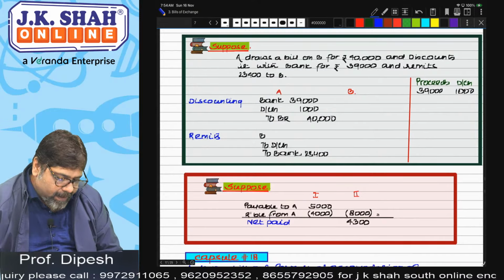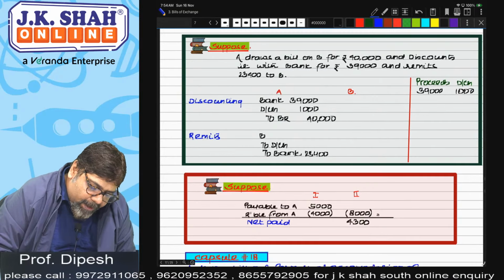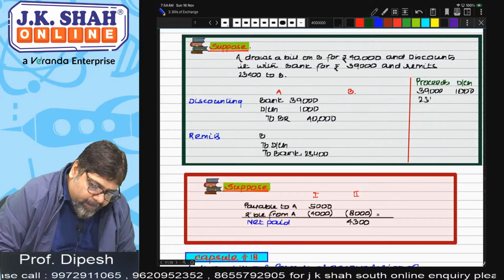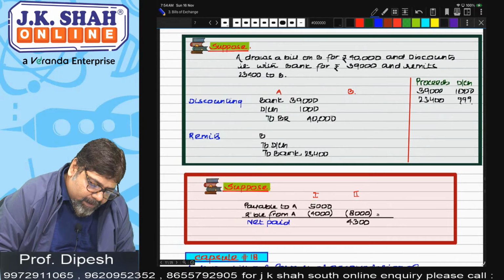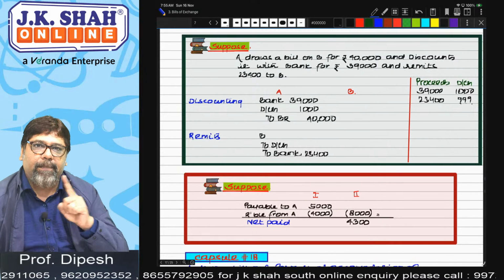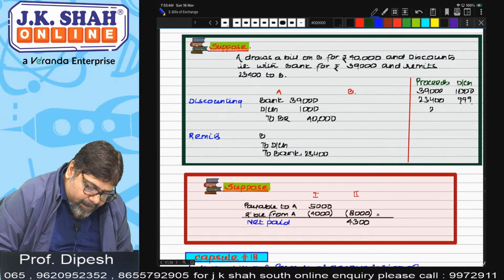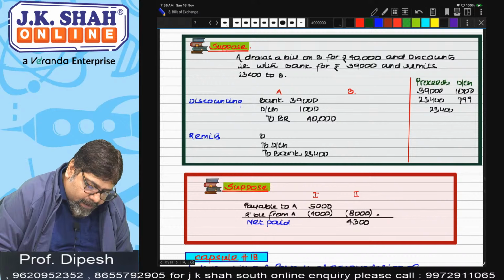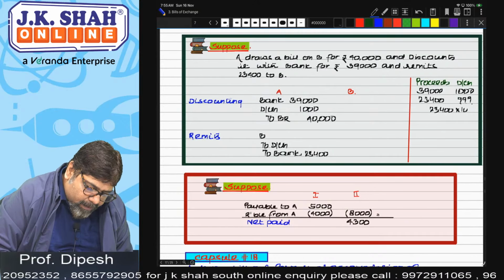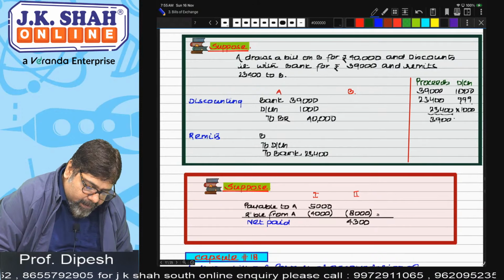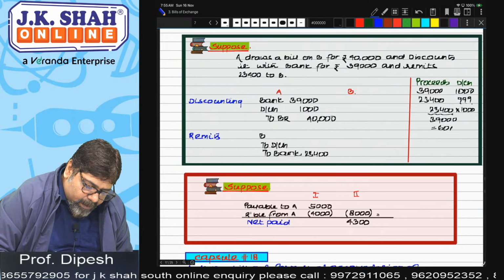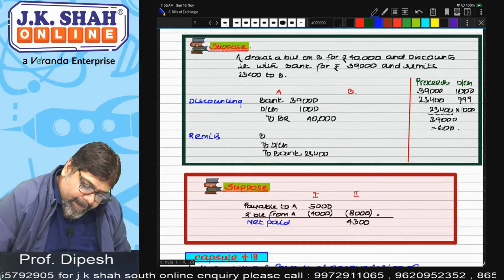Correct. But over here he has given how much? 23,400. Then 23,400 का proportionate discount will be how much? Proportionate discount मतलब cross multiplication. Cross multiplication मतलब 23,400 into 1,000 divided by 39,000 is equal to how much? 600. So 600 discounting charges.